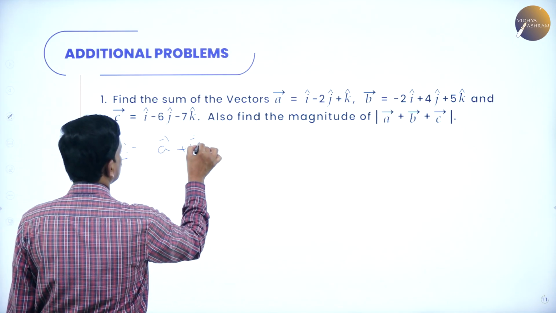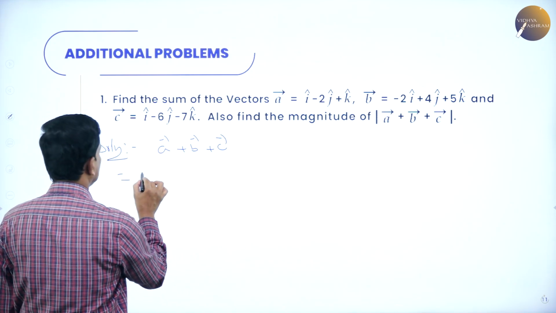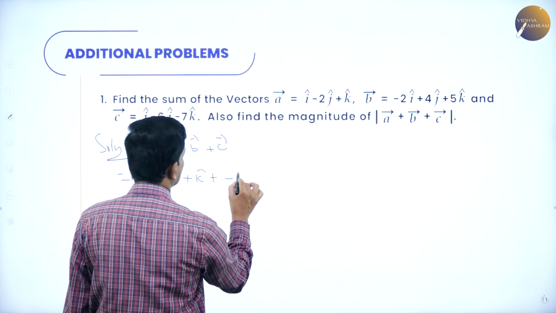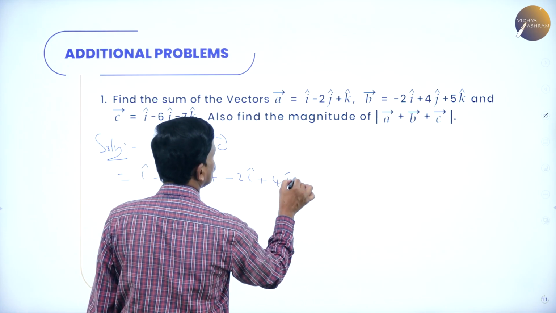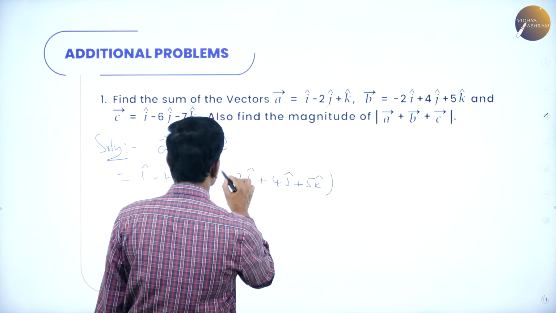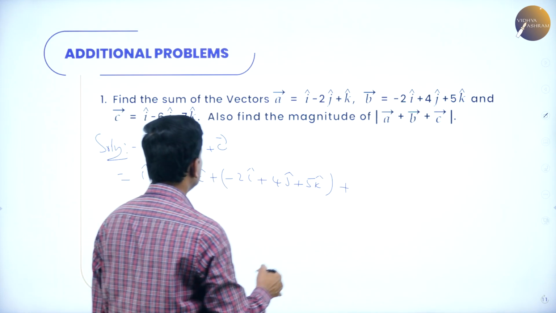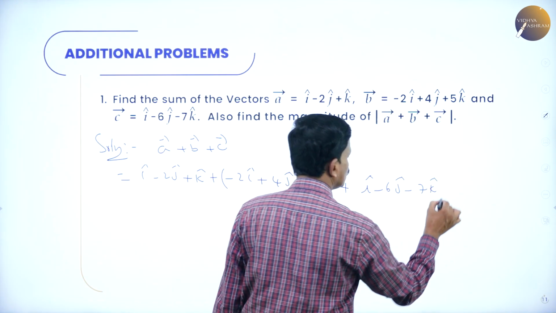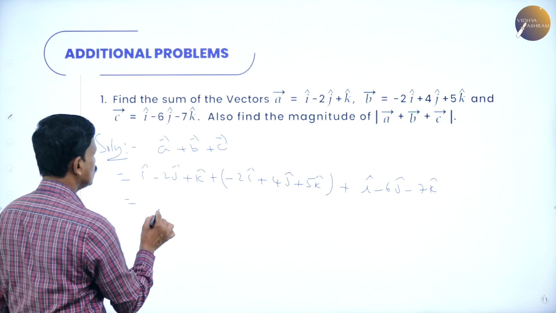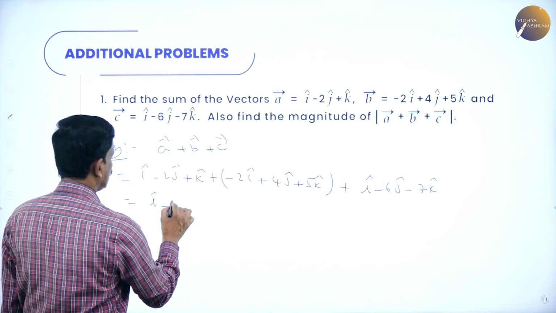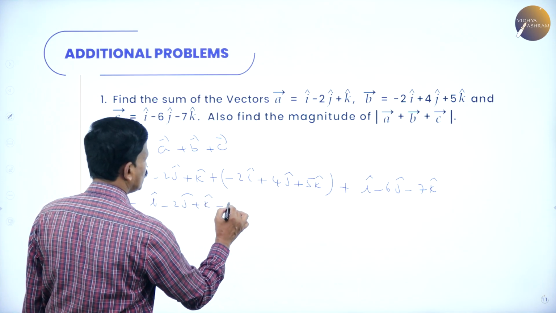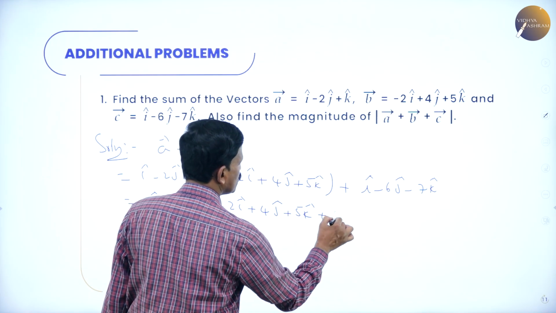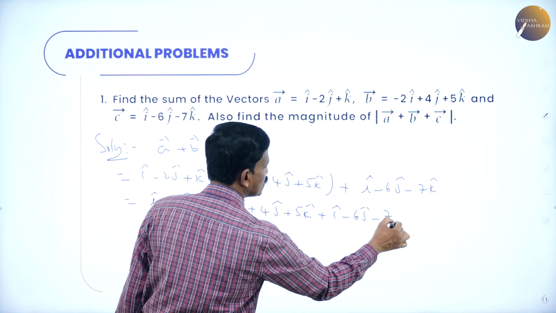Vector A plus B plus C. What is vector A? I minus 2j plus k, plus vector B is minus 2I plus 4j plus 5k, and vector C is equal to I minus 6j minus 7k. This is nothing but addition of vectors. This is I minus 2j plus k, minus 2i plus 4j plus 5k, plus I minus 6j minus 7k.